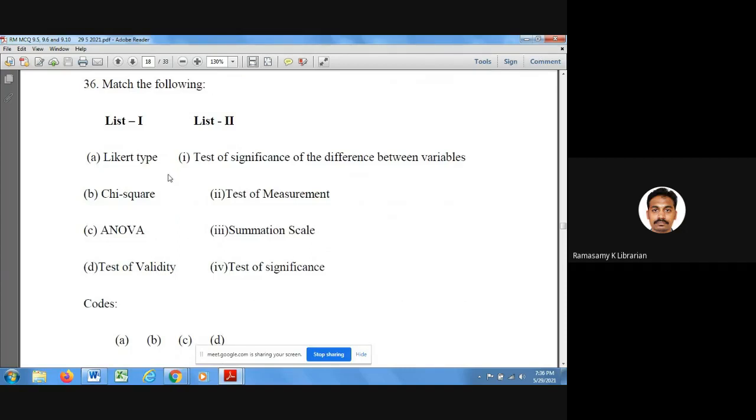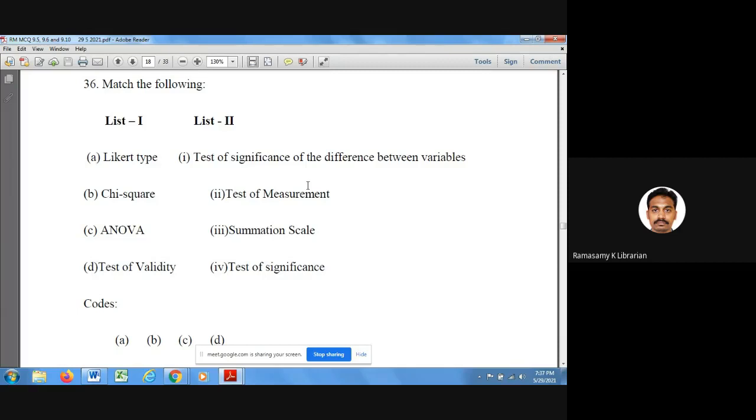Likert scale is a summation scale. For example, when you want to measure the work efficiency of laborers, you ask some five or six questions, and all these six questions combined explain the work efficiency of the laborers. So it's a summation scale. Chi-square: what is the purpose of chi-square? What is the purpose of ANOVA? Test of validity: what is the test of validity? It's a test of measurement. What is a measurement scale?